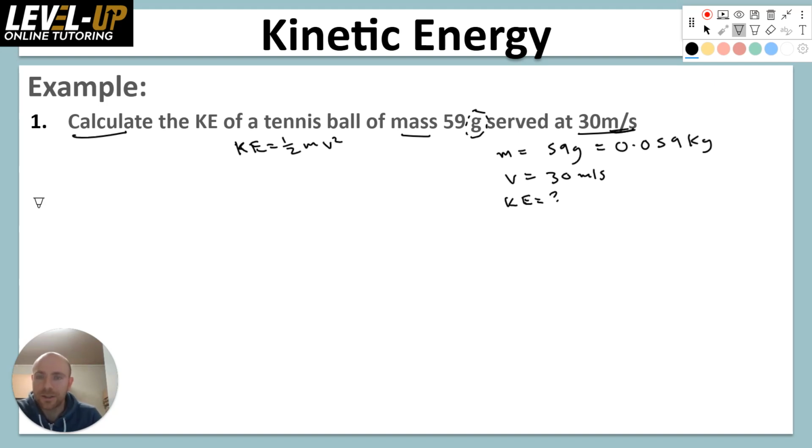I need to substitute. You can rearrange. In this case, you don't need to rearrange, but in future questions, you might need to rearrange. But your best bet is always to substitute first to maximize those marks. So kinetic energy is half times the mass in kilograms, 0.059, times the velocity squared. Make sure you're being careful with your calculator. Make sure you're using any brackets so that it doesn't square the wrong thing. And your final answer comes to 26.55 joules.